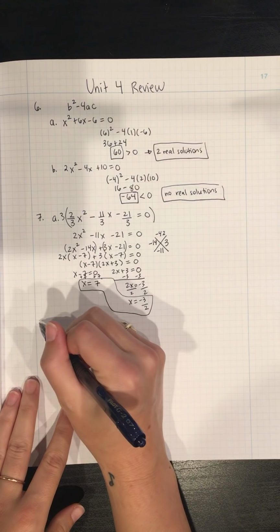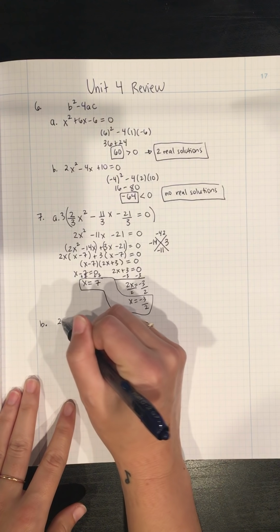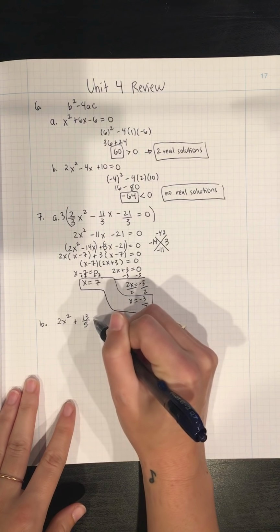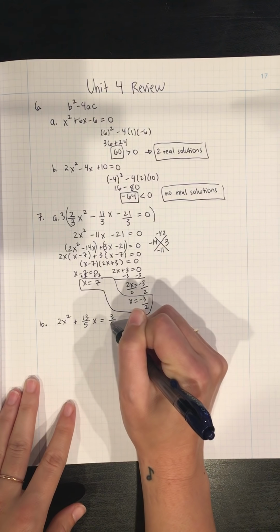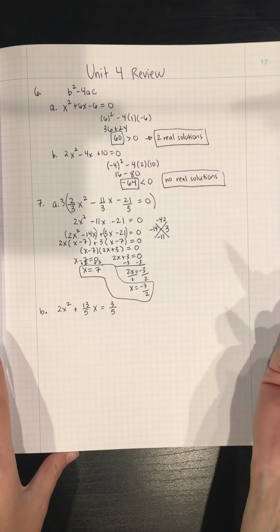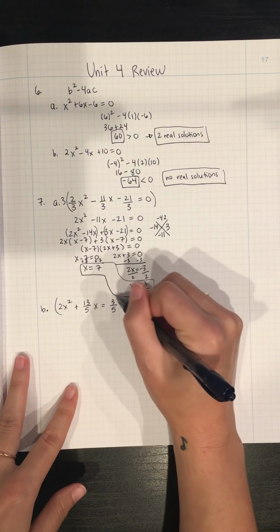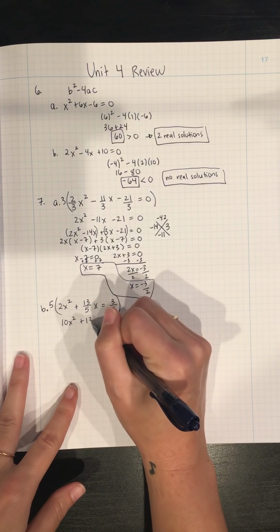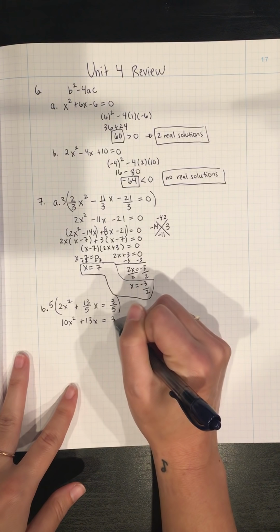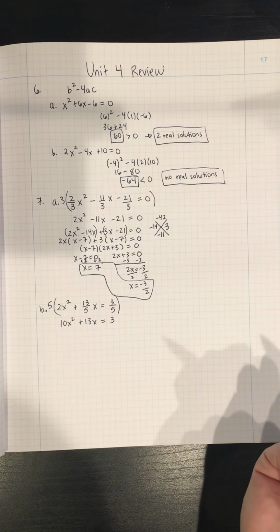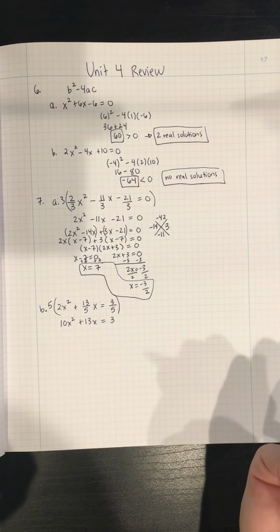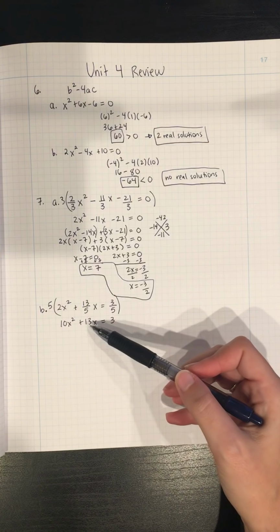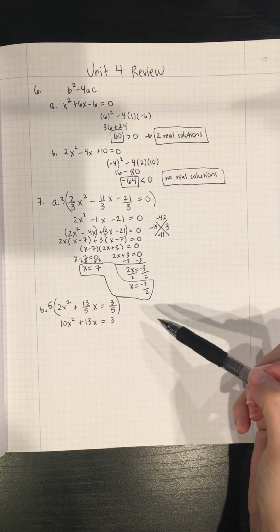For 7b, I've got 2x squared plus 13 fifths x equals 3 fifths. Okay. Once again, I'm going to clear my denominator. I'm going to multiply everything by 5. So then I've got 10x squared plus 13x equals 3. Okay. So right away I know that I don't want to complete the square because a is not only 1 and this is odd, it's not even, so I don't want to complete the square.